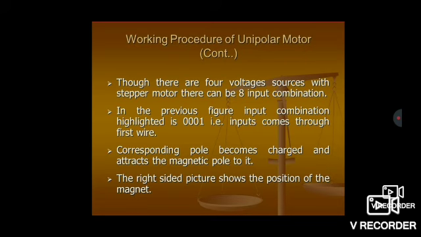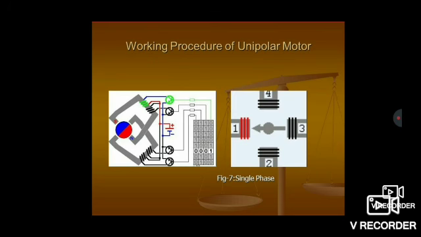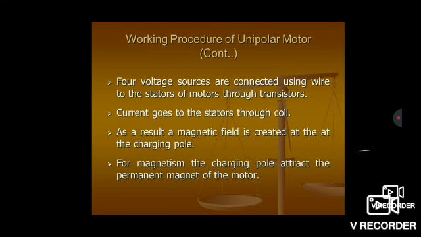In the previous figure, the input combination highlighted is 0001. That is, the input comes through the first wire only. The corresponding pole becomes charged. That is, the first pole is charged and attracts the magnetic pole to it. The right side picture shows the position of the magnet. If we give the input as 1001, the corresponding coils first and fourth will be magnetized. Then the rotor position will be in the middle between 1 and 4.